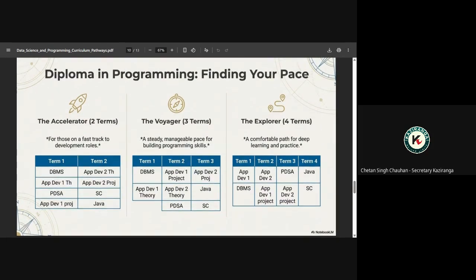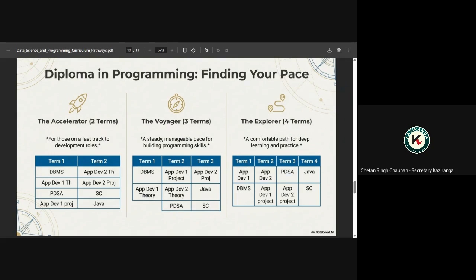So MAD 1 is comparatively on the easier side. So is DBMS. A lot of people do not find much difficulty in DBMS or MAD 1. What they find difficulty in is system commands. System commands is a little tricky course, I must say.